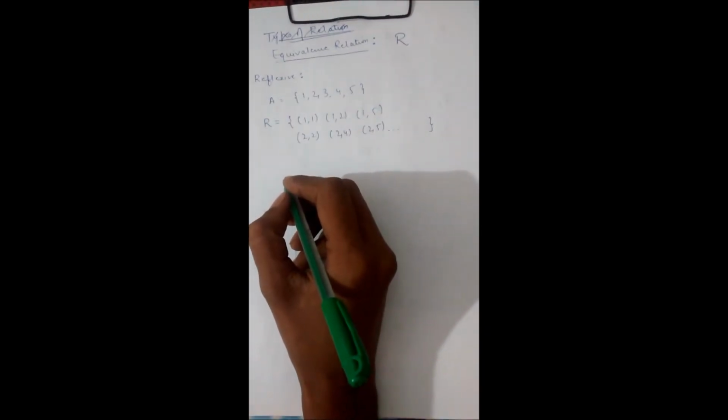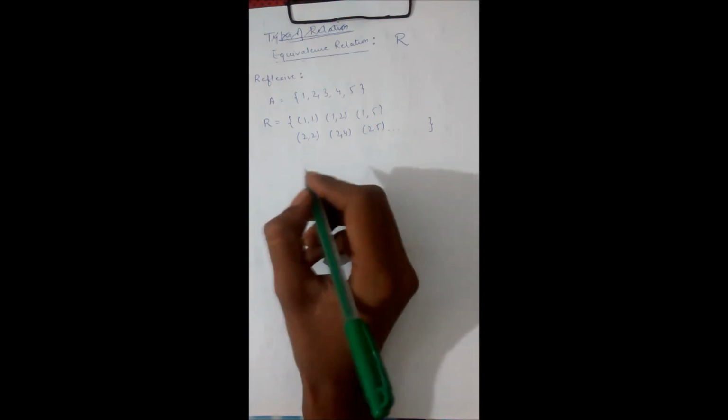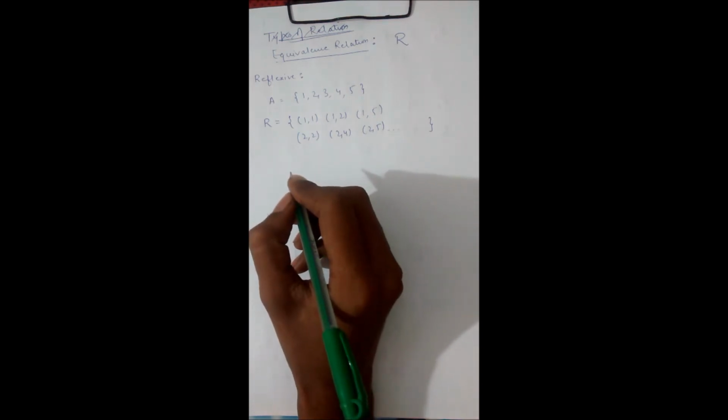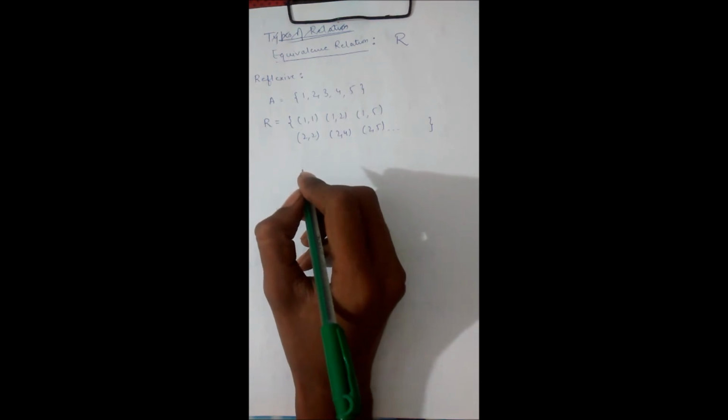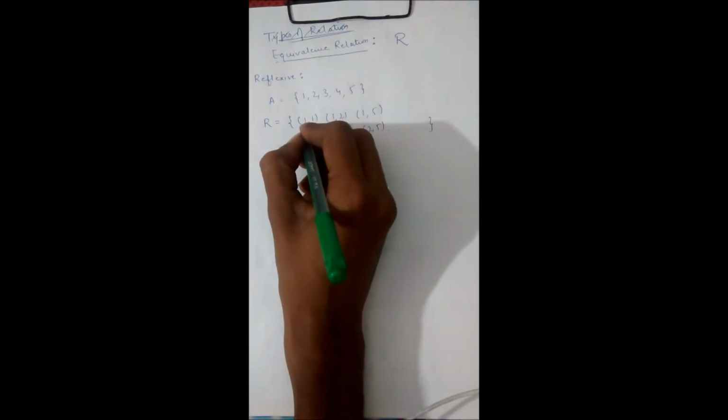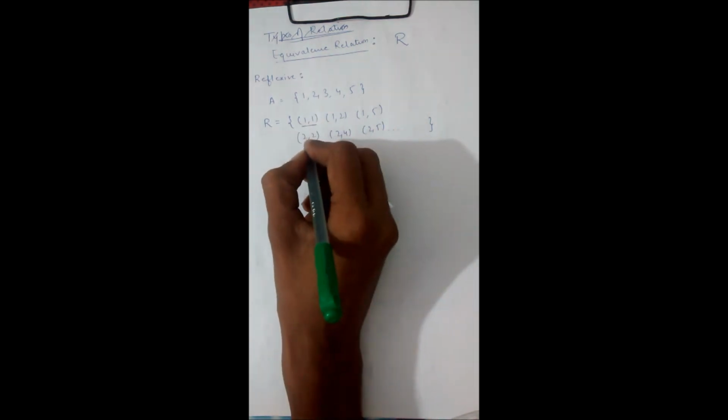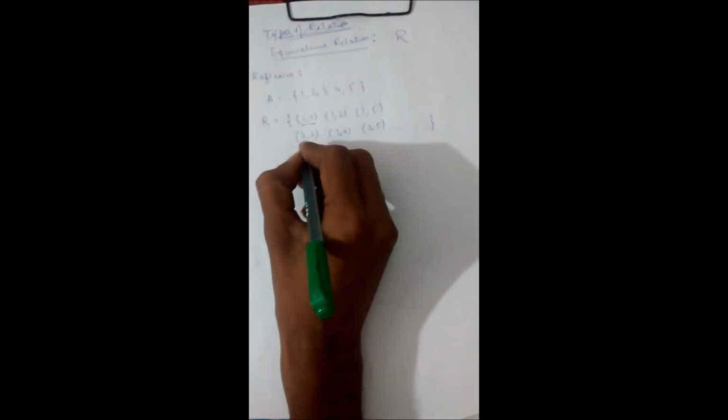A relation is said to be reflexive if it contains a regular pair. I'm saying regular pair, and by regular pair, what do I mean? That my first element and second element both will be the same, like this.